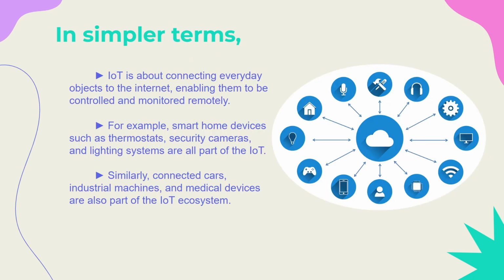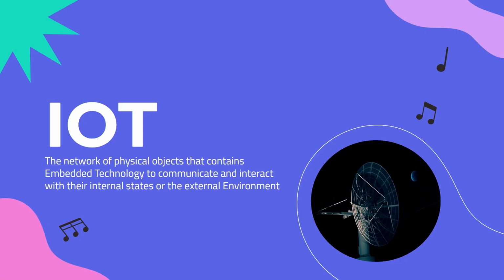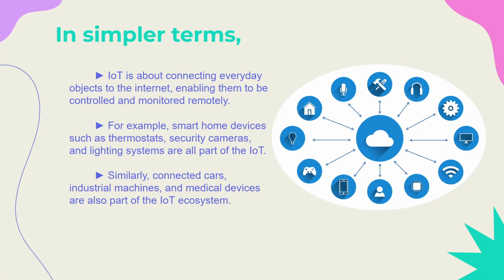So next one is IoT. IoT, we all know, is Internet of Things, which is connecting all the remote objects to the internet. Okay, so that's what IoT means. IoT is about connecting everyday objects to the internet, enabling them to be controlled and monitored remotely.